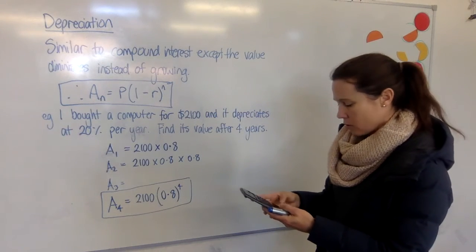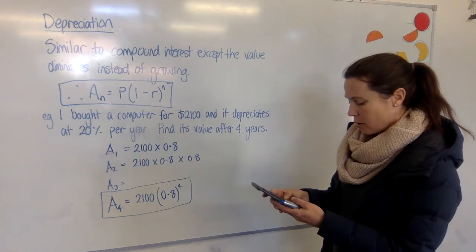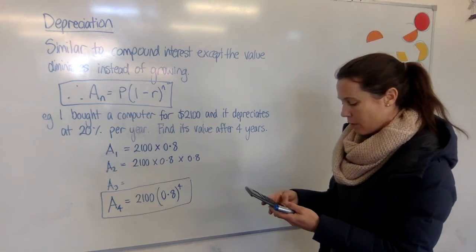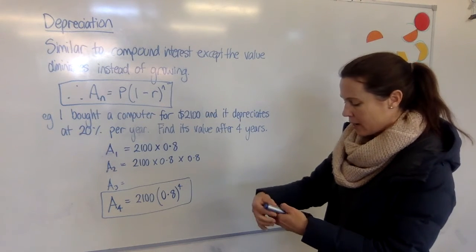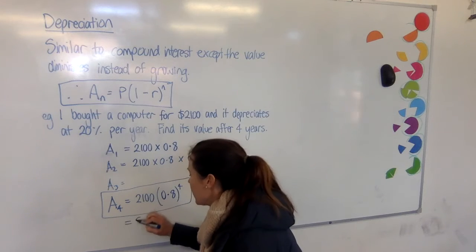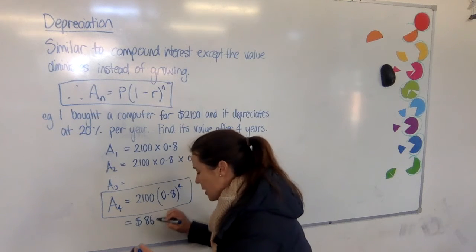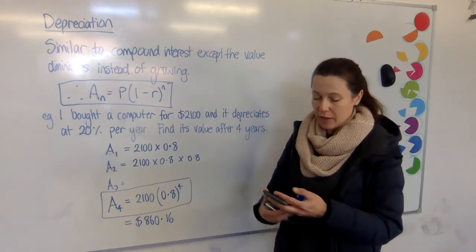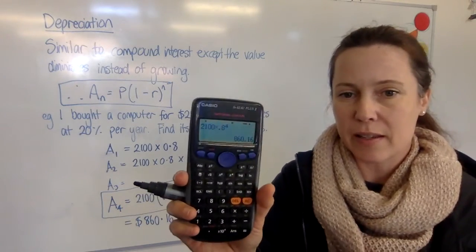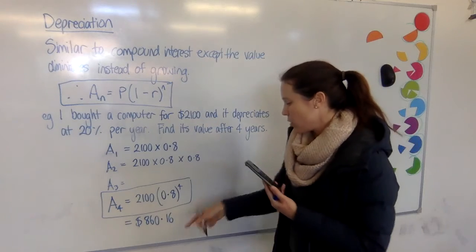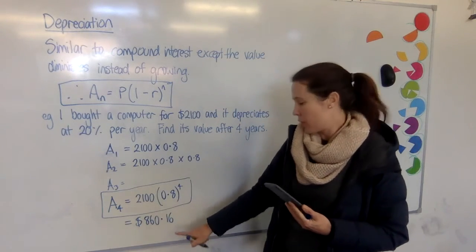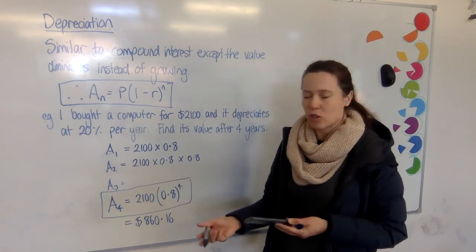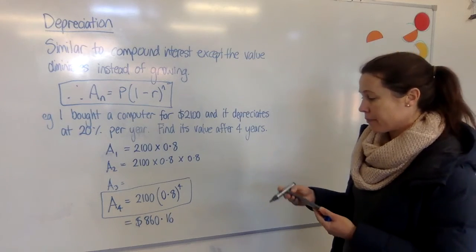And we've got 2100 times 0.8 to the power of 4. And that gives me $860 and 16 cents. Now again, this one comes out to exactly 16 cents. But if you have a long decimal here, always round it off to 2 decimal places. That way you've got dollars and cents and your answer makes sense.